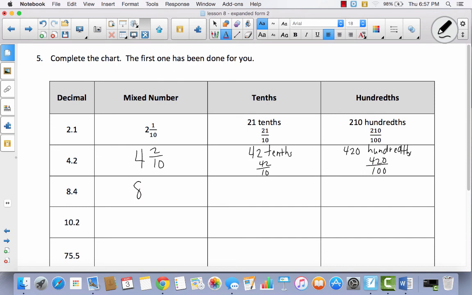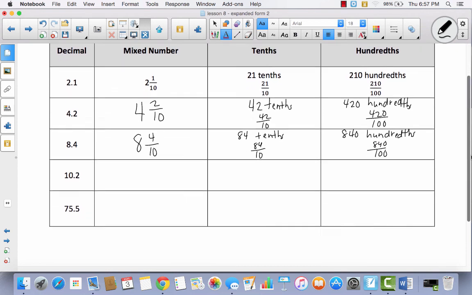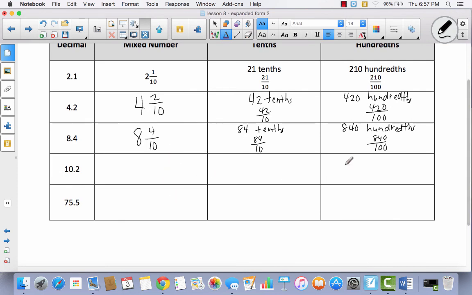So I've got 8 and 4 tenths. That's the same thing as 84 tenths, which can be written 84 over 10. That's the same thing as 840 hundredths, which can be written 840 over 100. Now, I want you to pause the video, and I want you to finish this chart by yourself. There's 2 here. I want to see if you can do them all by yourself.